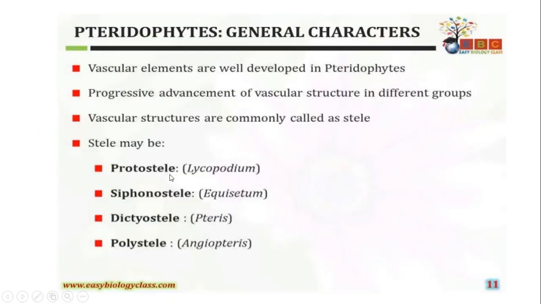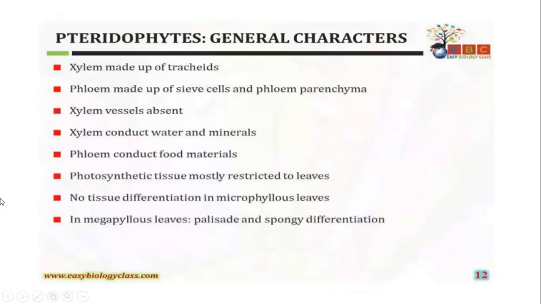Whereas the protostele here, the xylem and the phloem are separately arranged on two different strands, and they may be primitive, represented by only the smaller tracheids of the xylem or the phloem parenchyma. Only the simpler tissues are present. In the siphonostelic condition, they are in the form of tubular connections, and polystele means the presence of many stellar strands.